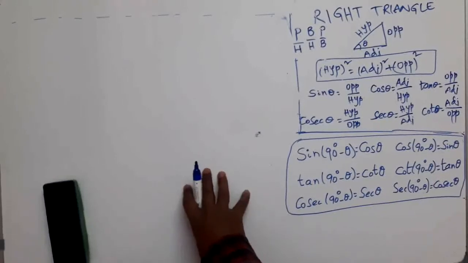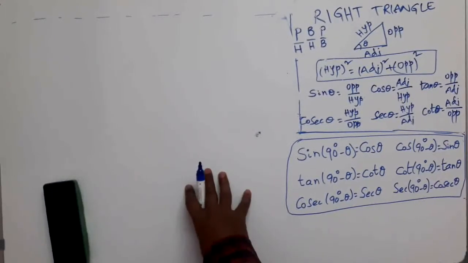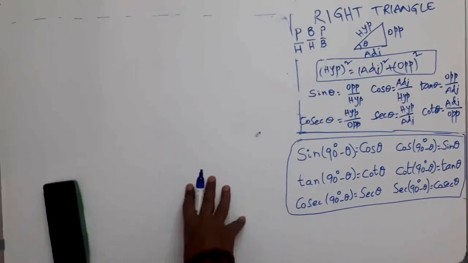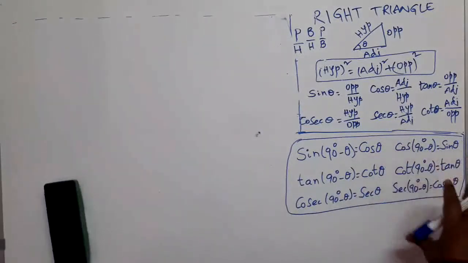Before going to the exercise, let us see some basics. We have discussed earlier these basics, right? We know sin theta is opposite by hypotenuse, cos theta is adjacent by hypotenuse, tan theta is opposite by adjacent, and so on. In this particular exercise, we need these new formulae.